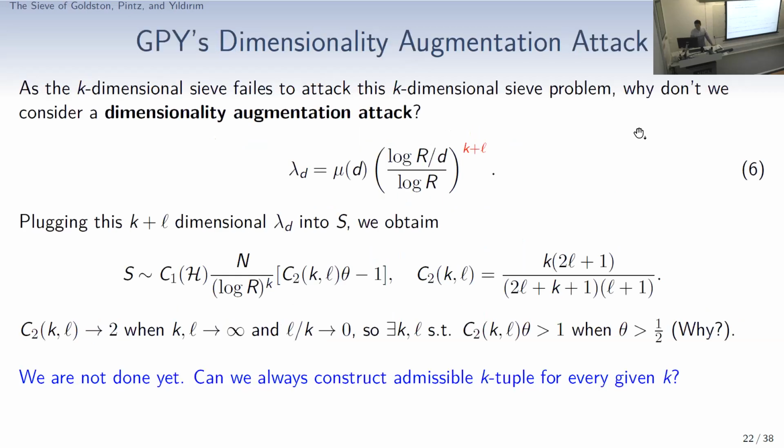Okay. So in the previous slide we were playing with the k-dimensional system. Now we are attacking the problem using a k plus l dimensional system. And the result is that if we can make this theta greater than 1/2, then we can make this S greater than 0. And if we can find an admissible tuple with exactly k elements, then all of these results allow us to conclude the existence of bounded gaps between primes.